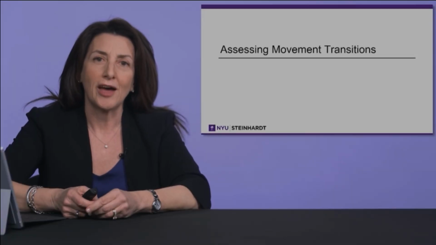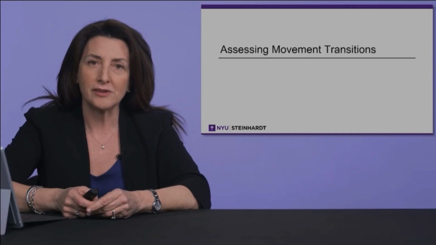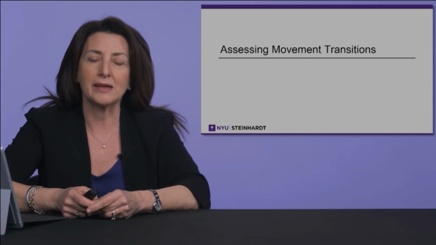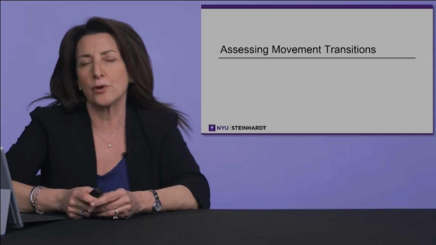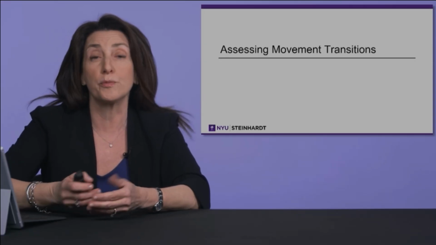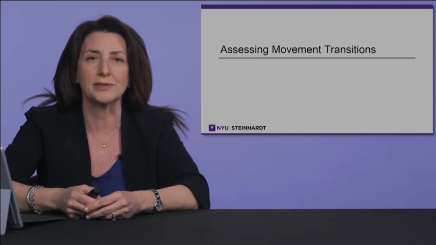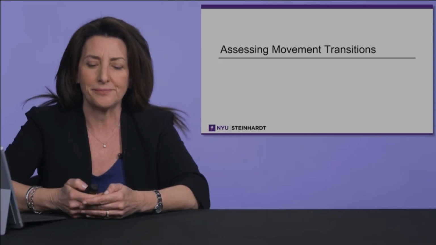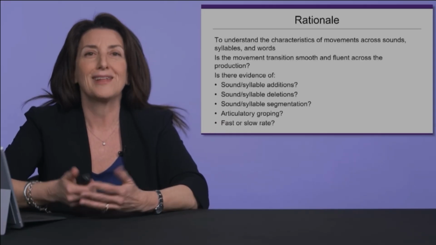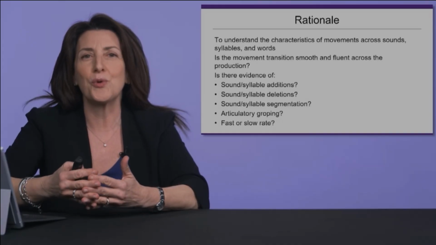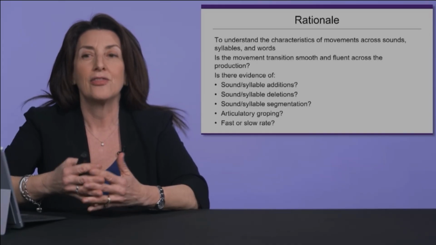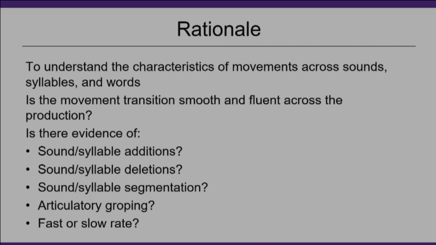In describing childhood apraxia of speech, I've mentioned movement transitions, and how, for articulatory configurations or movement transitions, awkward movement transitions are seen in children with CAS. What does that mean? Well, let's start with the rationale of why we are even looking at movement transitions. We want to understand the movements that are associated with producing sounds, syllables, and words.